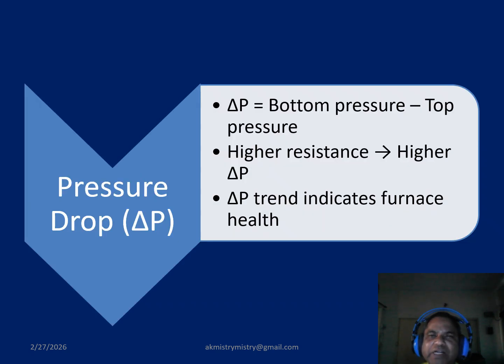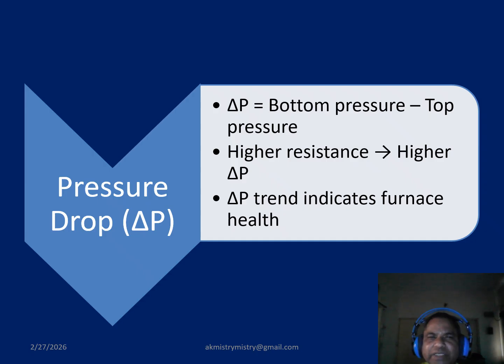Pressure drop, or delta P, is the difference between the pressure at the bottom and the top of the furnace. It is one of your most important health indicators. The more resistance the gas faces, the higher delta P trends, and the graphical trend will climb up.